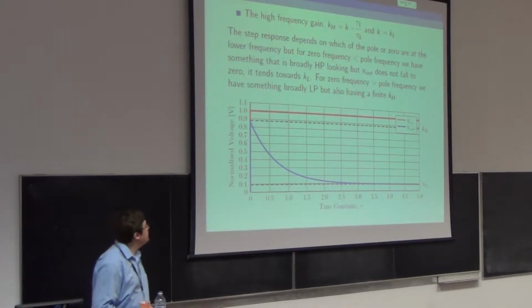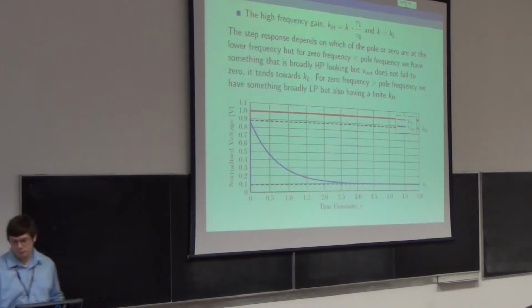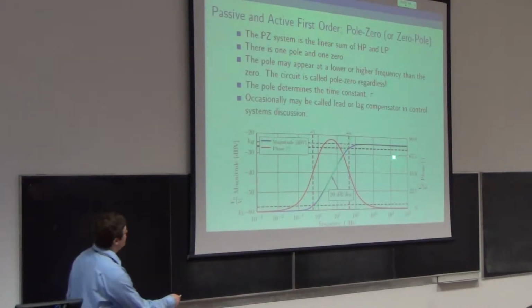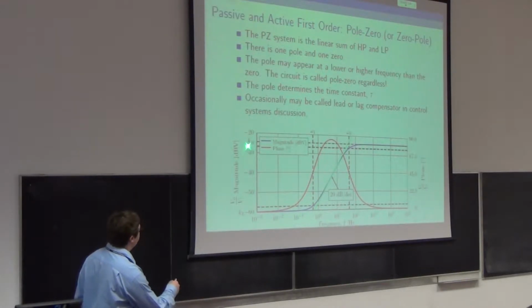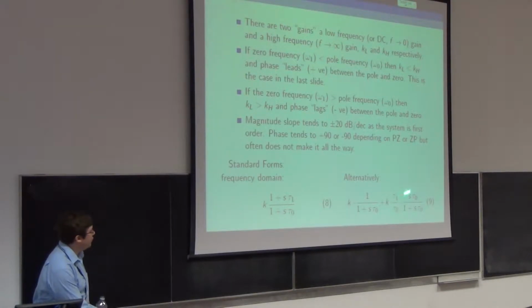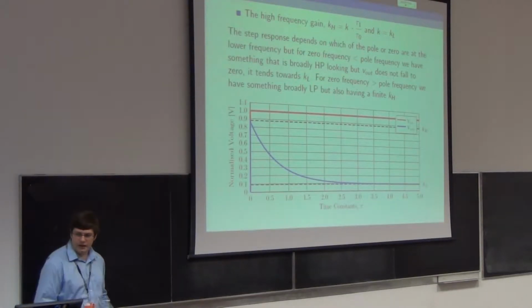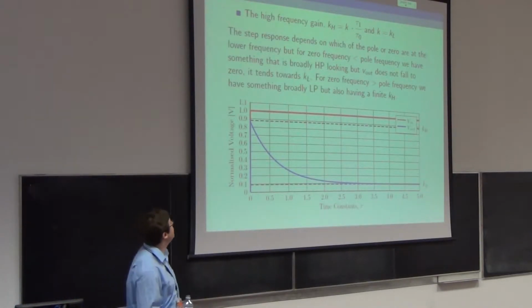So the high frequency gain KH, which I put in this slide, it's that bit there, KH. It does appear in this equation, but only as this factor here in the middle, k times tau 1 upon tau 0. And k is equal to KL.